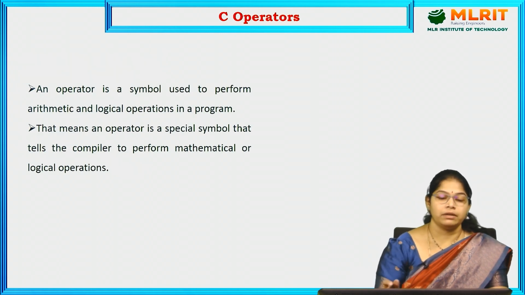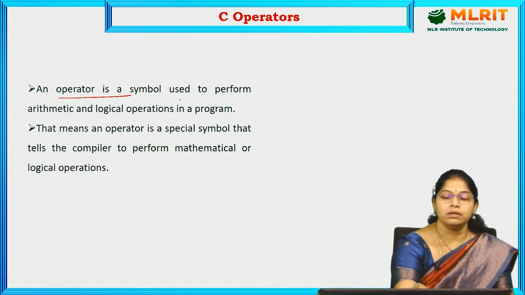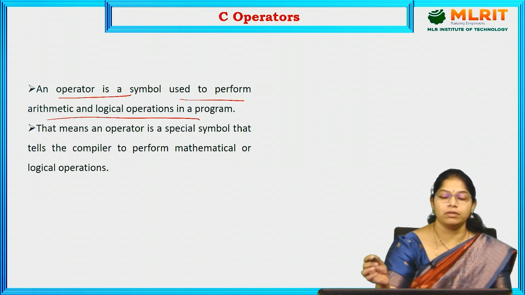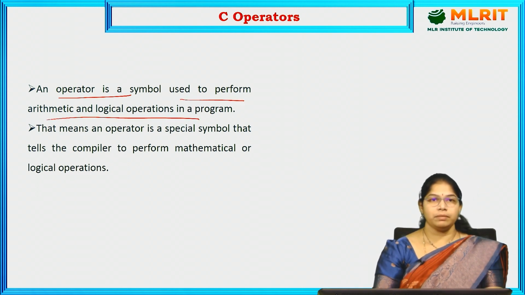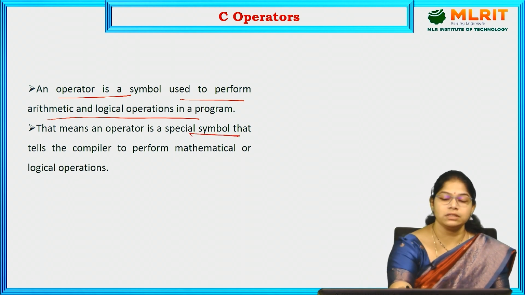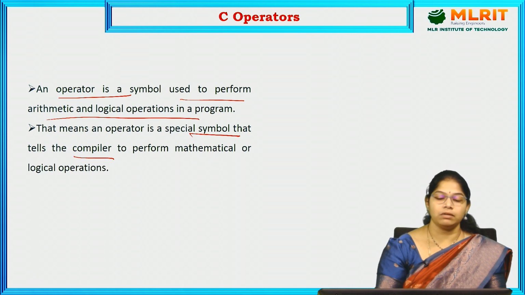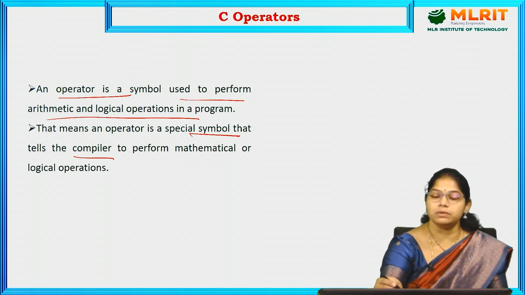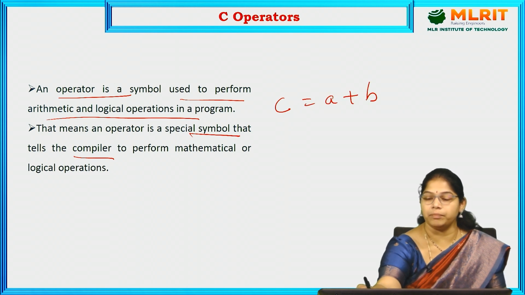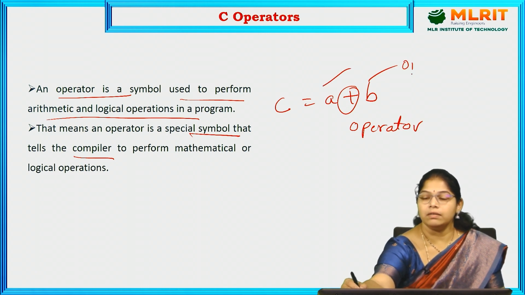What is an operator? An operator is a symbol used to perform arithmetic and logical operations in a program. That means an operator is a special symbol that tells the compiler to perform a mathematical or logical operation. Let us suppose we consider an expression like C equal to A plus B, where plus is the operator and A, B are the operands.